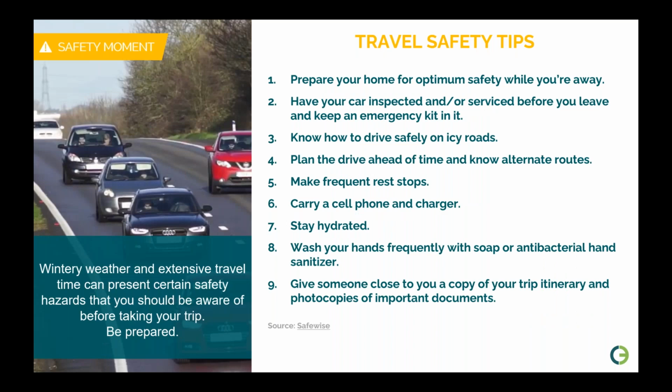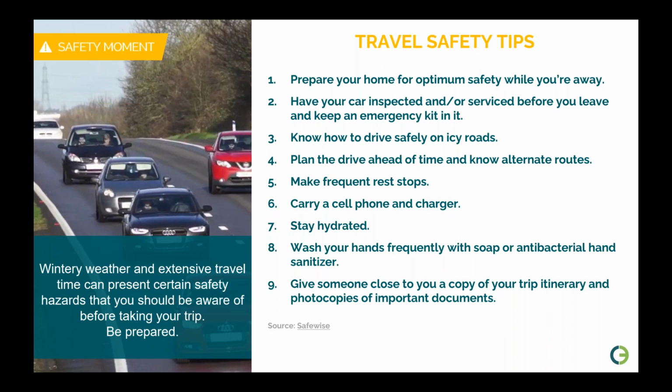So, quick safety moment as we enter the Memorial Day holiday here in the US. A lot of people will be traveling on the road, so I thought this was maybe a little timely. A few tips to keep in mind, just to always be prepared. Prepare your home before you leave. Make sure your home's safe and you leave it in good order before you head out. Always have your car inspected or serviced, and always keep an emergency kit inside of it. Know how to drive safely on icy roads as well as hot roads.